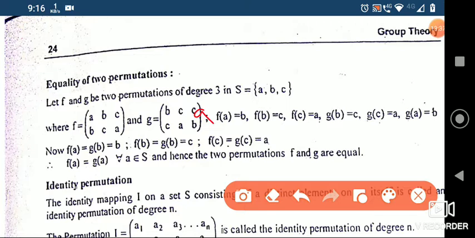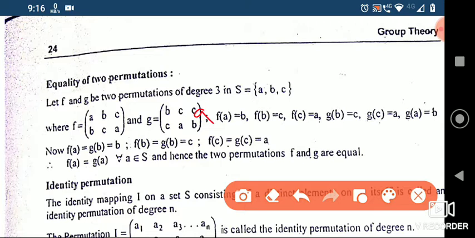In the numerator, or first row, you can only have different values, and the denominator also has to have different values, because it is a 1-1 mapping. All these functions in permutations are 1-1 mappings. You cannot have repeated values. So b, c, a.